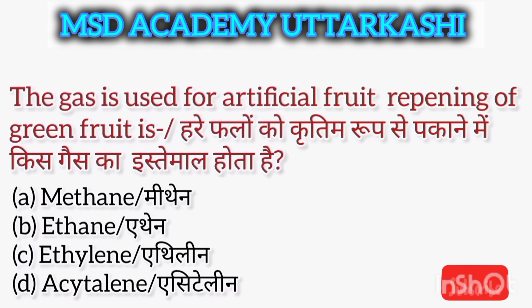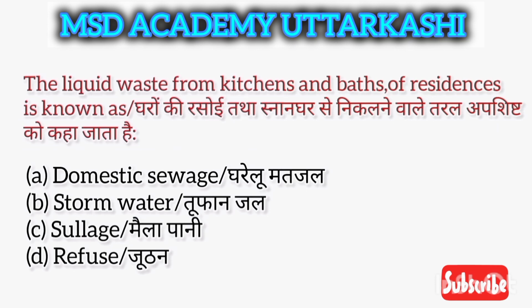Next question. The liquid waste from kitchens and baths of residents is known as option A domestic sewage, option B stormwater, option C sewage, option D refuse. So the correct answer is option C sewage.